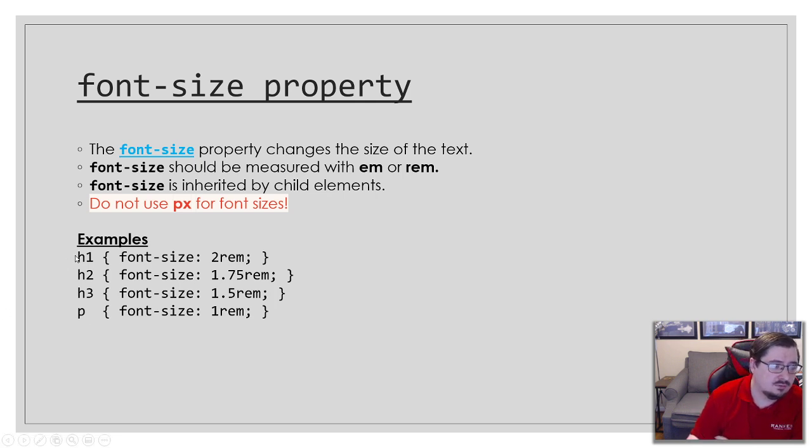So for instance here, you can see an example. We've set the H1s to 2rem, so they're going to be twice the normal size. We've set the H2s to 1.75, so they're going to be just a little bit smaller than our H1s, but still bigger than the regular font size. Next up we have the H3s, 1.5rem, so they're still bigger than our regular font size, smaller than our H2s. So you can see it descending in size until finally we get down to our paragraph. We just say, well, that's 1rem. That's our regular font size.